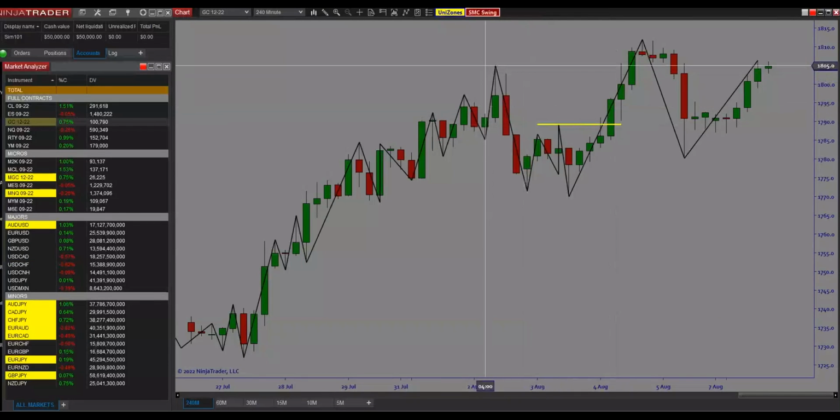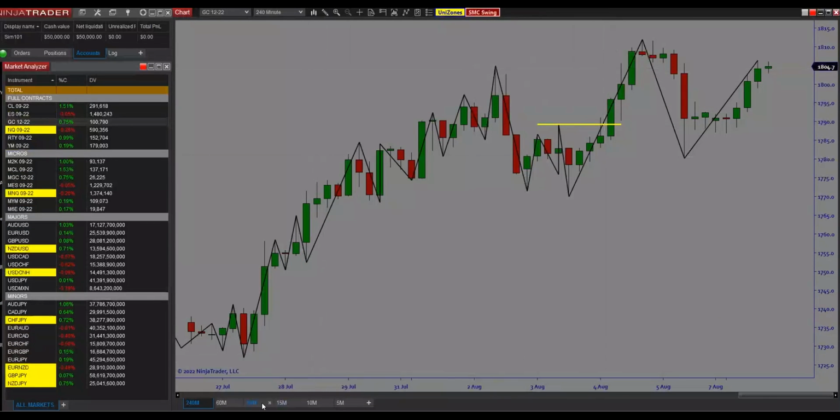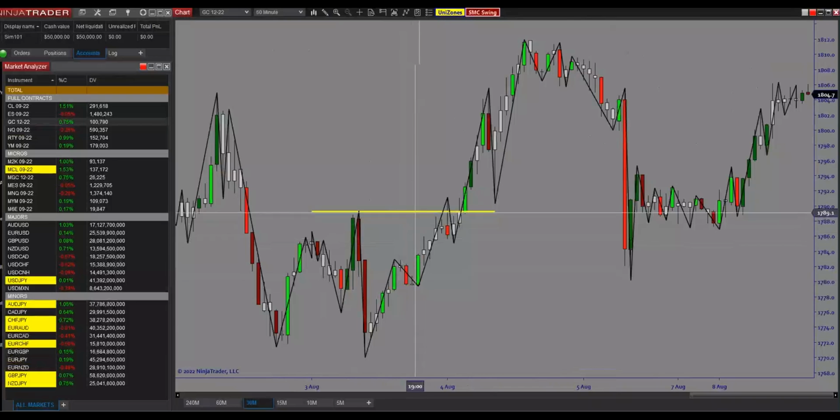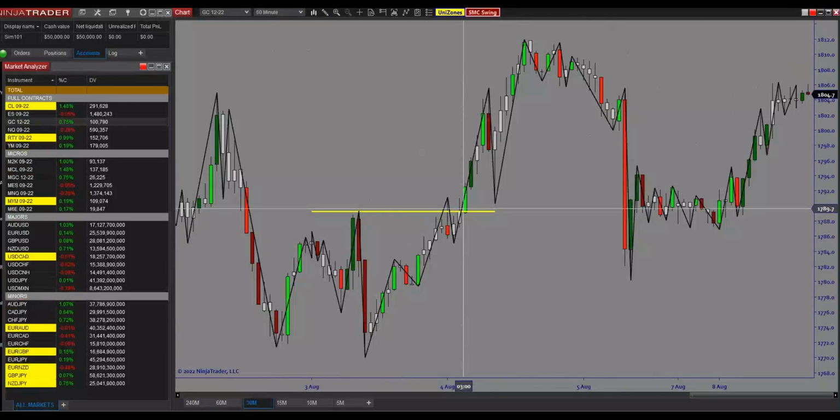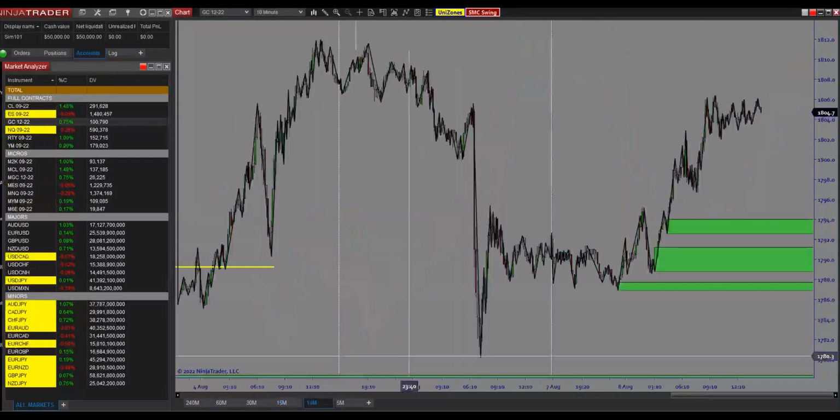Break a structure up here and here. But let's go down to the 30 minute and just double check. That was the break a structure there that led. So let's just look for order blocks on the 10 minute down here.